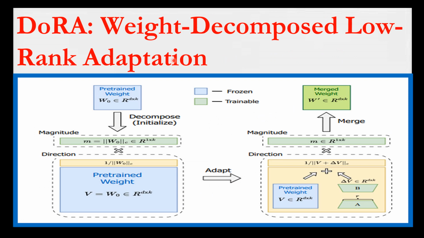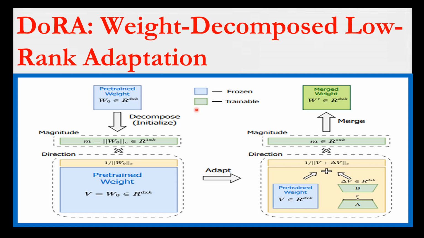Then comes weight decomposed low rank adaptation. Now DoRA, which is short for weight decomposed low rank adaptation, is a newly proposed parameter efficient fine tuning technique that aims to improve the learning ability of pre-trained models without introducing significant extra computational cost during inference. And it differs from traditional PEFT approaches like LoRA in that it first decomposes the pre-trained weights into their magnitude and directional components using weight normalization.